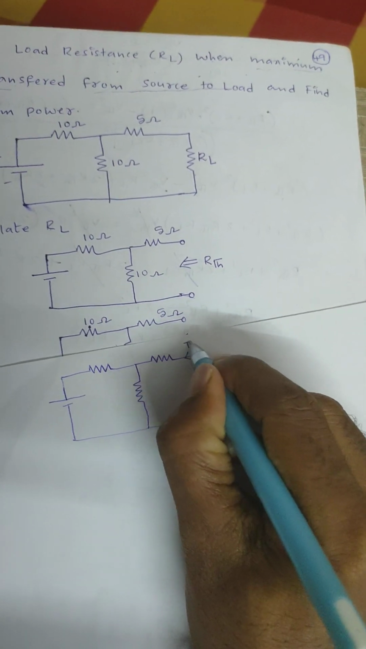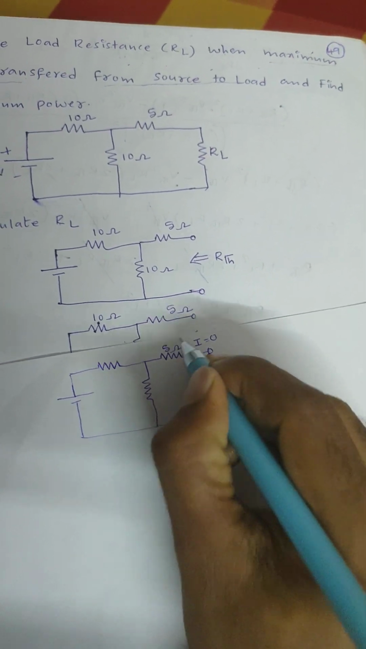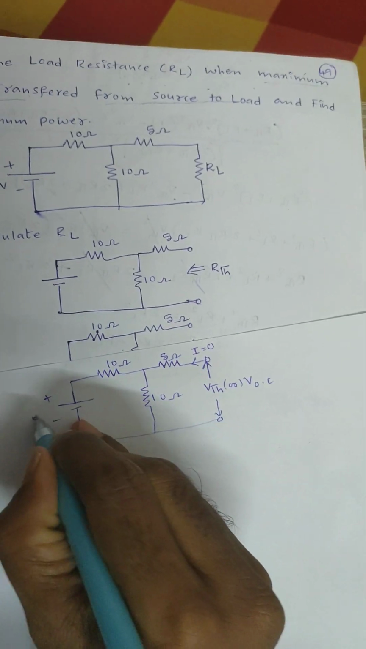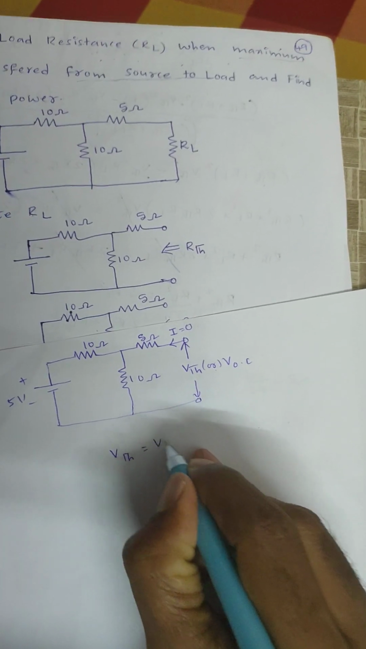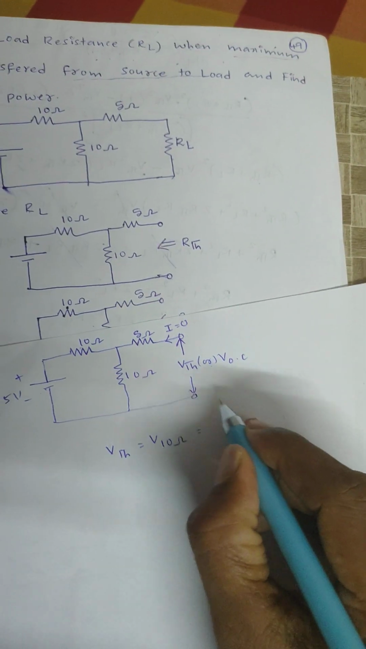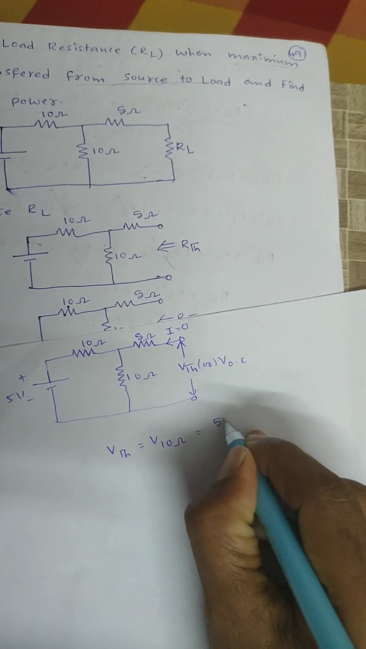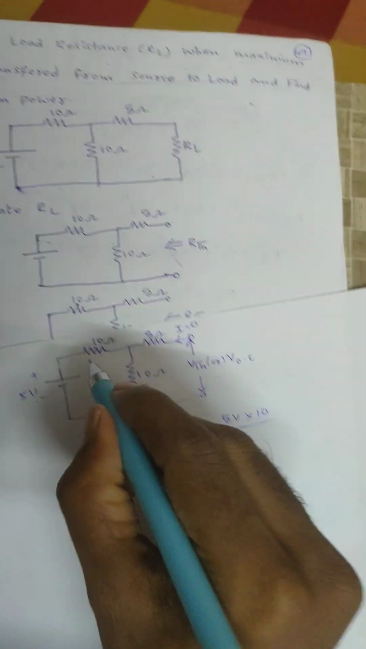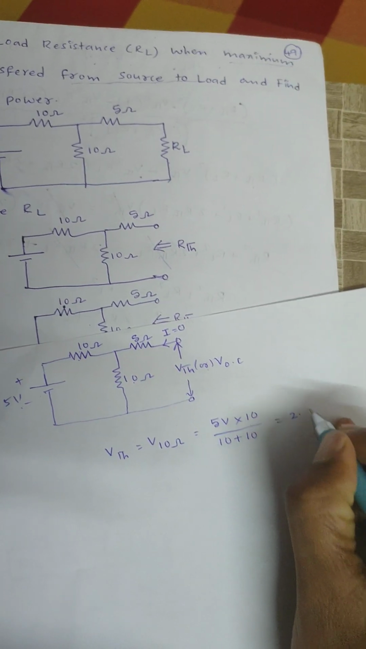While calculating VTH, the current flowing through this branch will be 0. 5 ohms, 10 ohm, 10 ohm, 5 volts, right? Then VTH is nothing but the voltage across 10 ohms. These three are connected in series. Then by using the voltage division rule I can calculate the voltage across 10 ohm, that is total supply voltage into that particular branch resistance divided by the sum of series branch elements. I will get 2.5 volts, right?